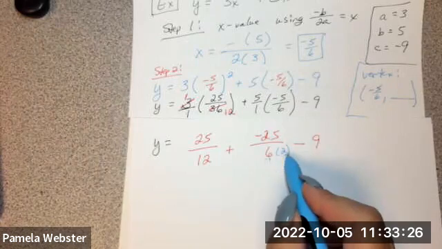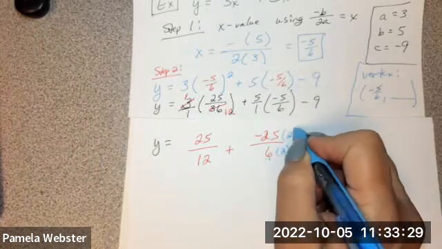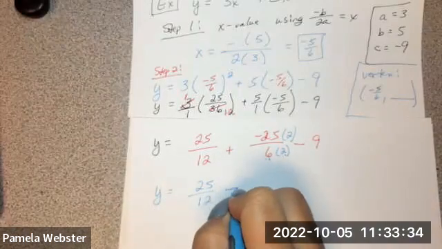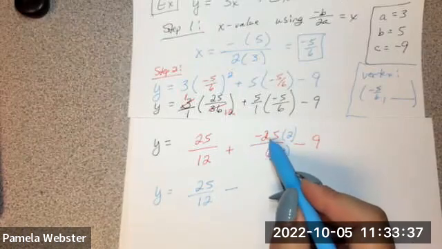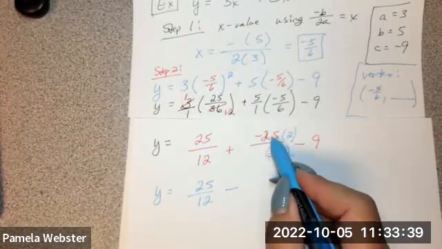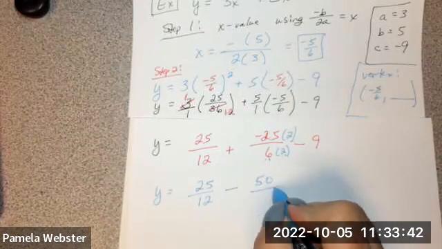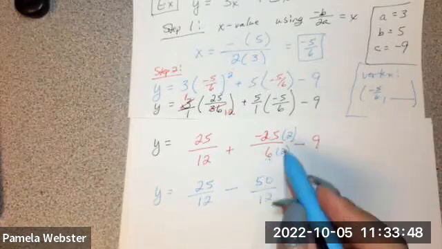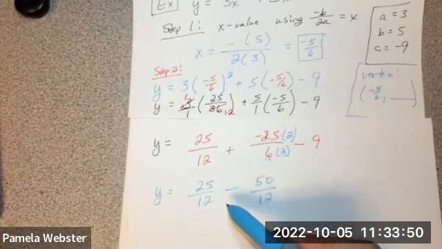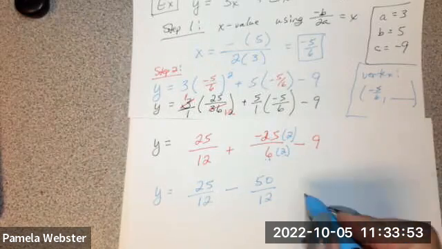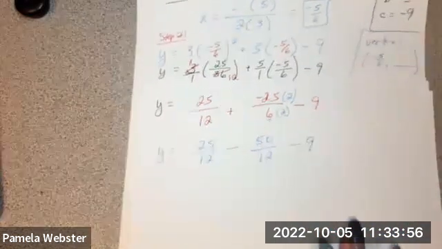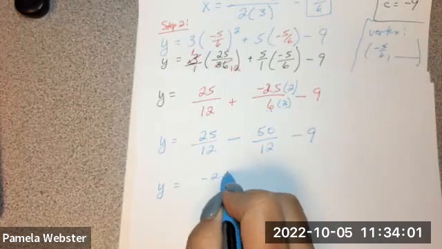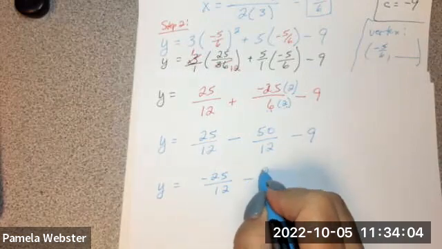But we know whenever we multiply the bottom of a fraction by 2, we have to multiply the top of a fraction by 2. So this is going to turn into 25 over 12 minus, because I'm going to pull this negative out, it doesn't matter, right? 25 times 2 is 50 over 12. If you want to keep it a plus and a negative, you can do that. But I just know a plus and a negative is going to turn into a minus here. So a positive and a negative is a negative. Okay, and then the minus 9 is hanging out. Now 25 minus 50 is going to be negative 25 over 12 minus 9.